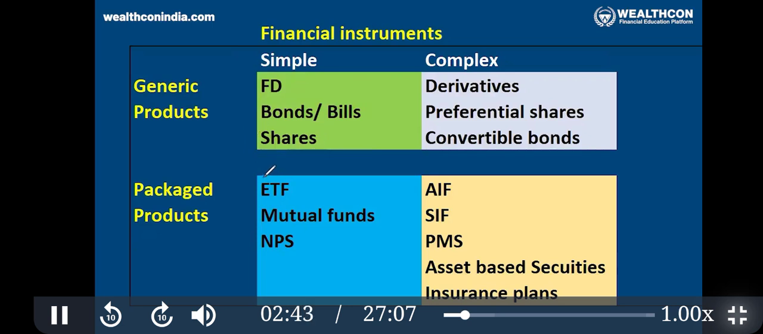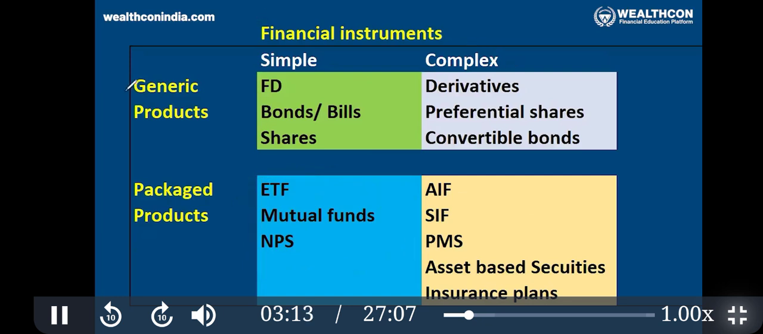Simple and packaged products are like this: exchange traded funds and mutual funds. I recommend you watch the videos of step 1 where we discussed ETFs in detail. These are packaged products, but they are very simple as such. Why simple? Because the cost of fund management is much less than for complex products. Although it is higher than for the simple ones, it is still less than for complex products.